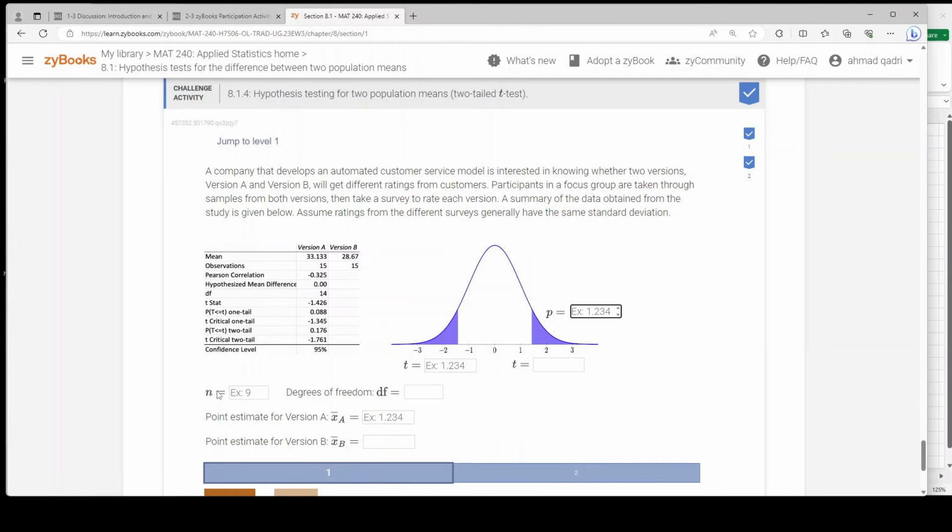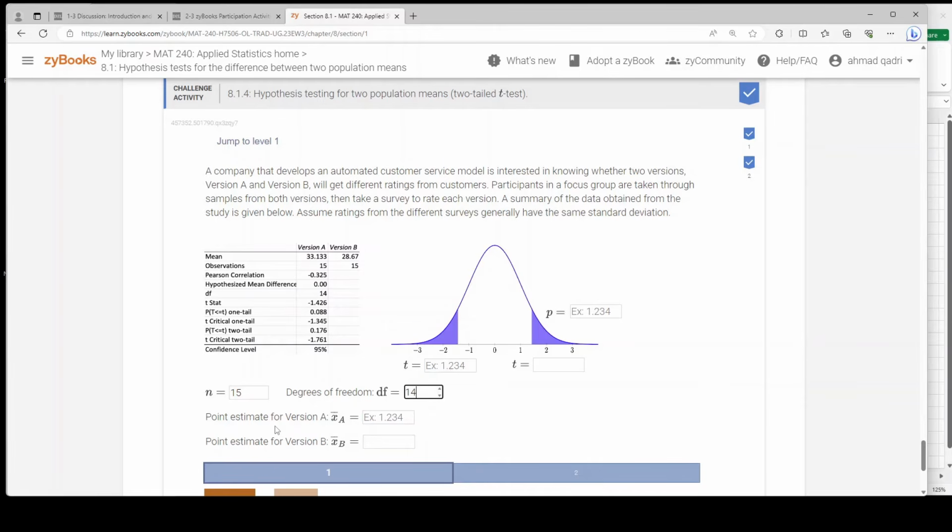First, we need to find n. And so n here is going to be 15. This is a paired t-test situation here. So the same subjects are taken through the samples for both version A and B. And the survey that they take is on A and B, and it's the same subjects taking the survey. All right, so the sample size is 15, so therefore the degrees of freedom will be 14. So 15 minus 1, 14.